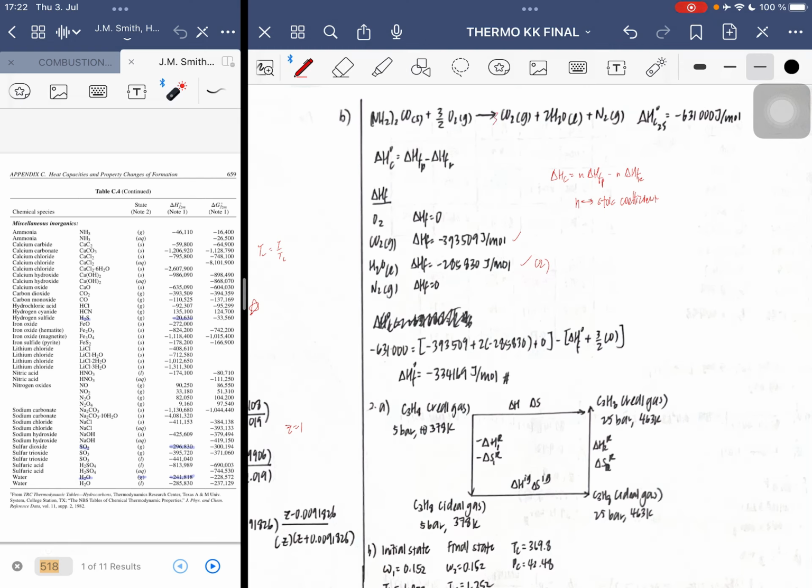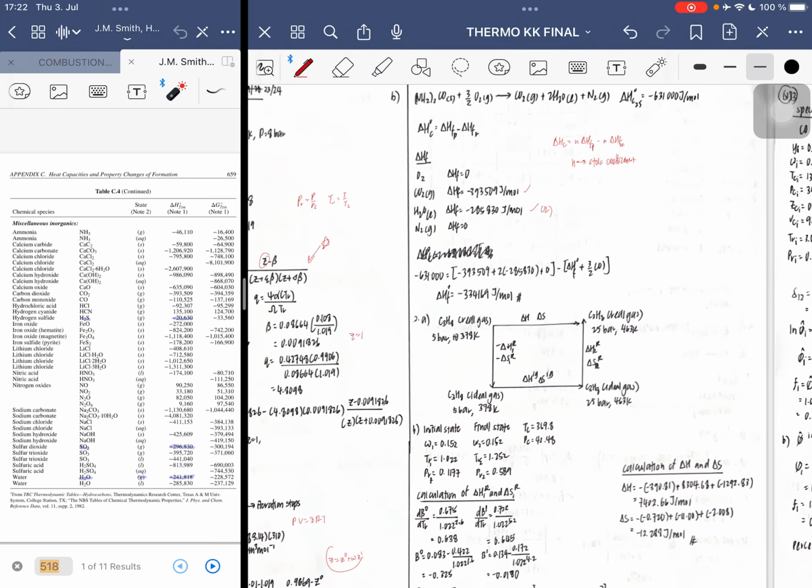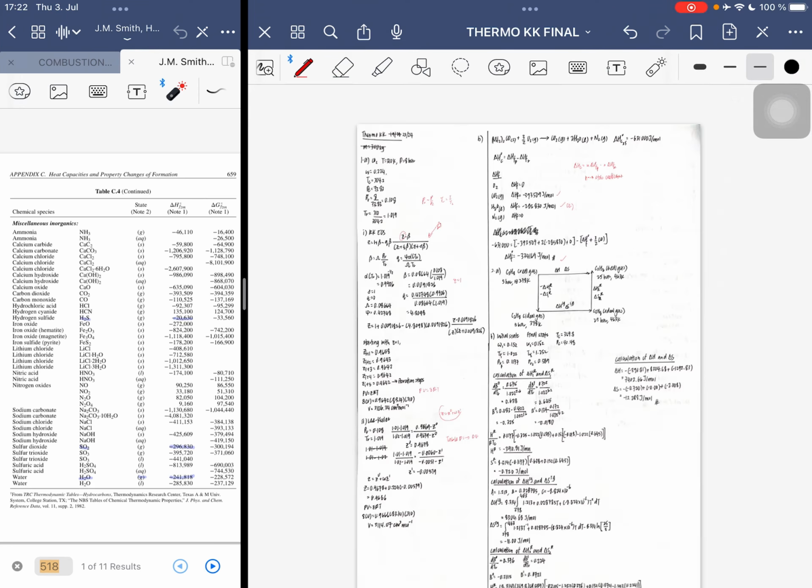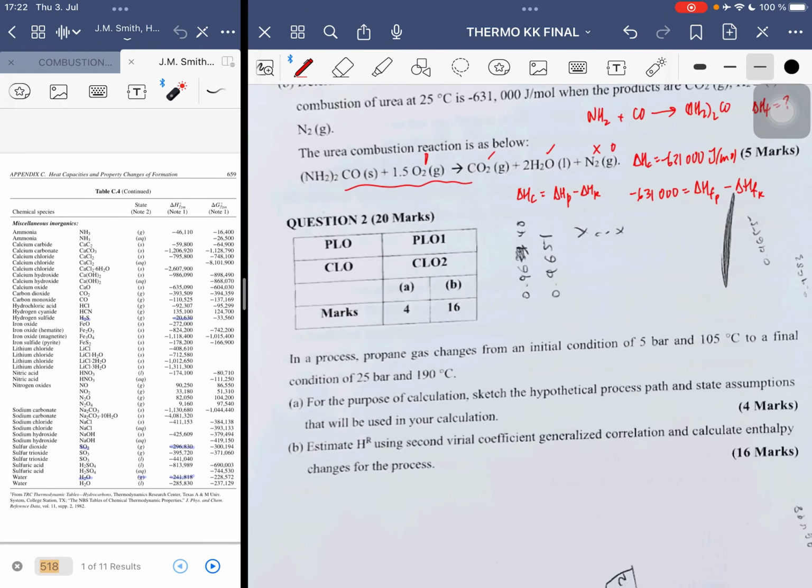And if you have, say, 3 CO2 here, then this one will be multiplied by 3. But since it's 1 here, you don't have to multiply it. Technically, you have to multiply by 1, but it's very trivial. You don't have to really show it. So you'll get that. Next.